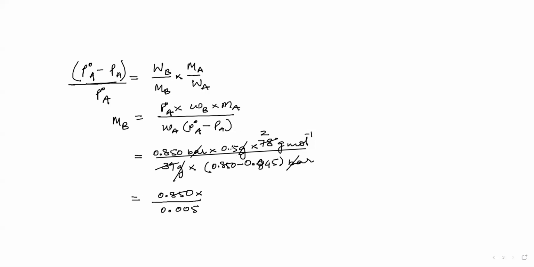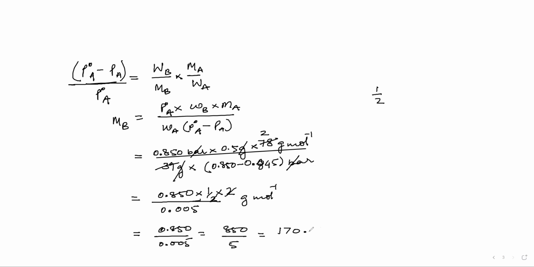Okay, 0.005. Now 0.5, I can write as 1 by 2. So I'm just writing into 1 by 2, and into we have 2 here. So this 1 by 2 and into 2 will multiply and this will become 1. So you don't have to worry about that. This gram per mole is still there. We have just 0.850 upon 0.005. You can write this as 850 upon 5. That means you have multiplied 1000 on both sides, numerator and denominator. If you see this, 5 ones are 5, then you will get 35, then 5 sevens, then zeros, and you will get 170 gram per mole.